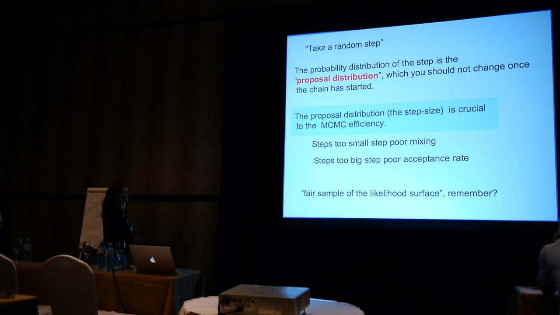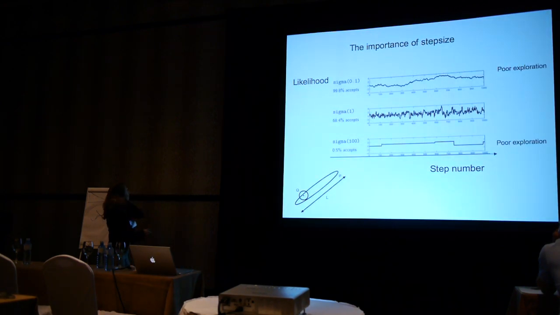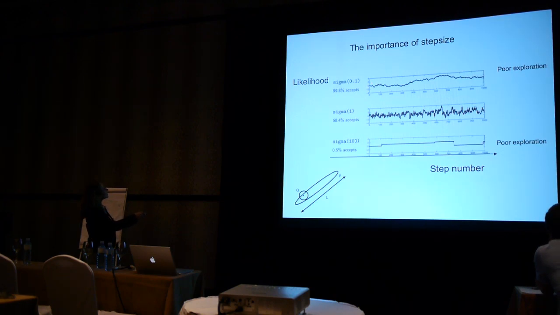Because remember, you need to find a fair sample of the likely posterior surface. So these are examples. If you take a step too small, you're taking a lot of steps, you get a very high acceptance rate, but you get a very poor exploration. If you take a step too large, you basically keep trying and never move. So this is step number, and this is the likelihood value. So the best is always somewhere in the middle where the chains move and you keep accepting things.